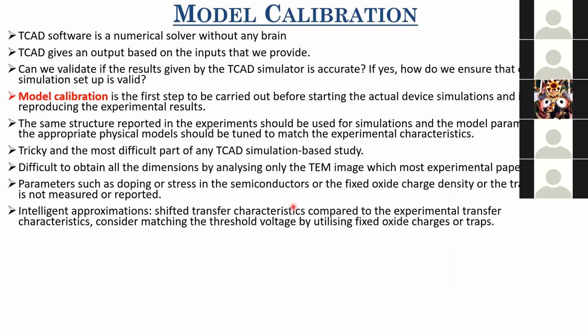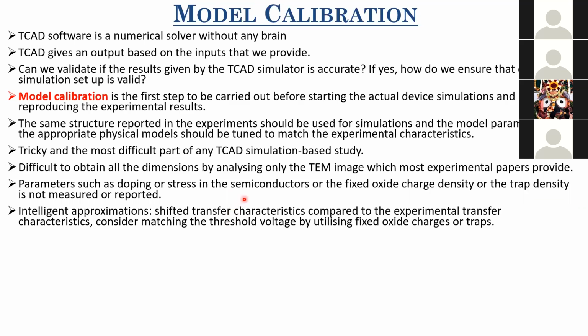How can we go about it? We have to make some very intelligent approximations. For instance, suppose you find that what you are simulating has transfer characteristics which are shifted. It follows the exact behavior, but it is shifted from the experimental transfer characteristics. When does your transfer characteristics shift in a MOSFET? When you have fixed charges or some charges in the oxide layer. So it is always a valid assumption that there are some charges in the experimental structure, because they cannot avoid these charges. They can minimize them, but they cannot avoid them.